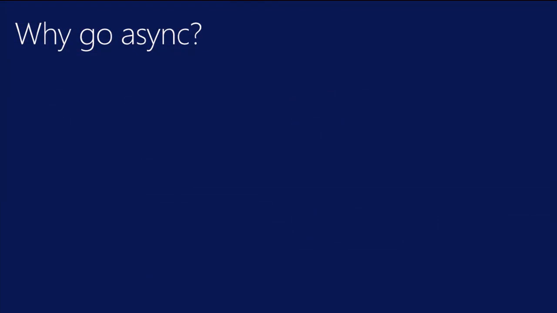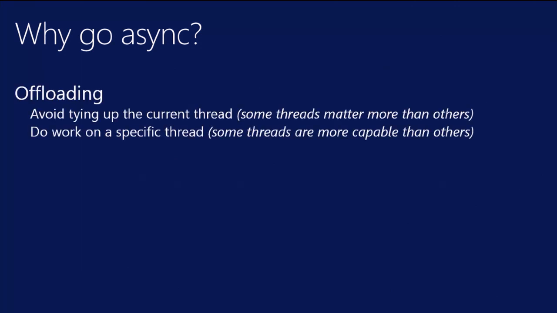So why are we bothering to go async in the first place? One thing that's important to realize is that there are actually pretty discrete, different reasons why you might want to use asynchrony. And at times, they can actually be at odds with each other. So one core reason you want to be asynchronous, in the general sense, is offloading, right? So it means one of two things. Either you don't want to tie up the current thread you're on with the work you're doing.